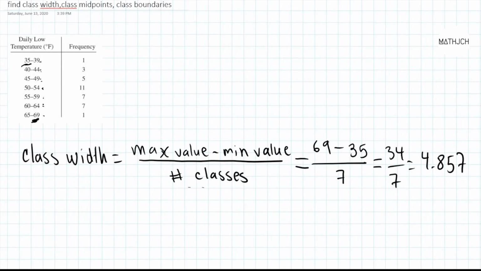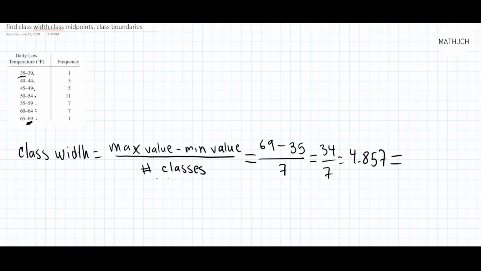Notice that our class width is a decimal number, so you always round up to the next whole number. So in this case, our class width is 5. Okay, remember, always round up. What if our number is like 4.2, 4.3, 4.5? You always round up. So whatever number after 4 here, always round up to the next whole number. In this case it will be 5.